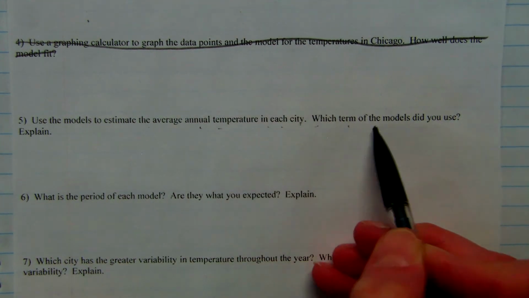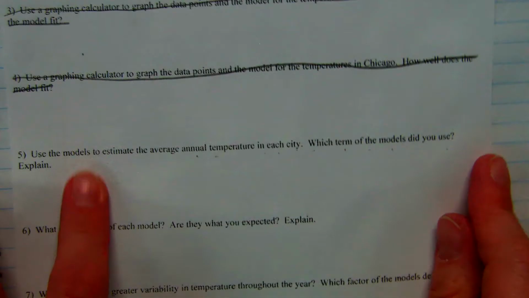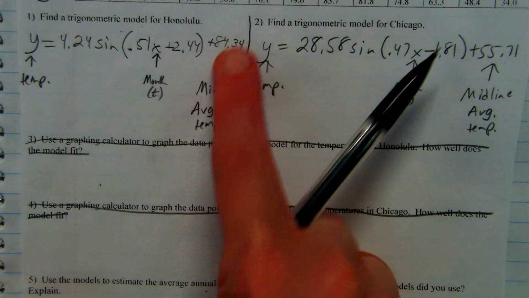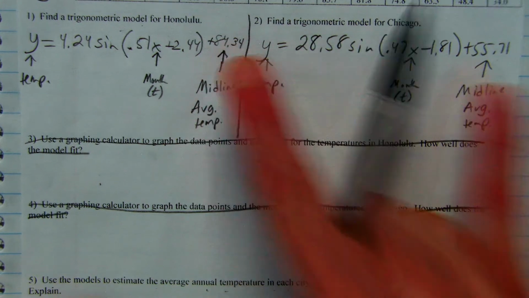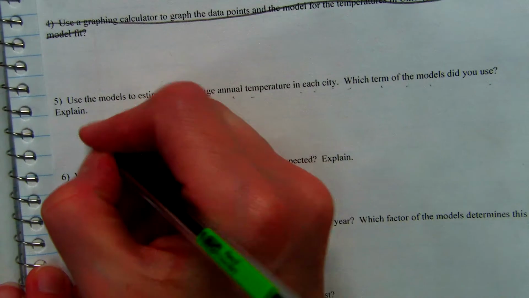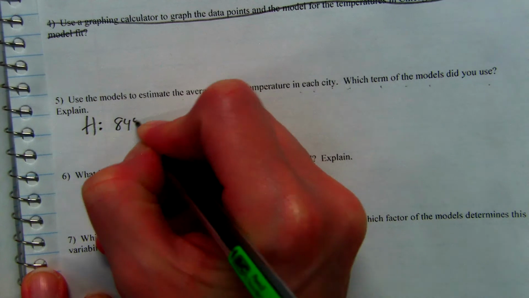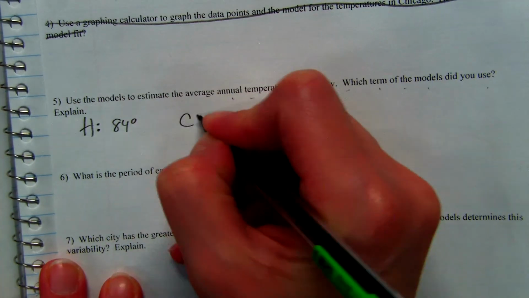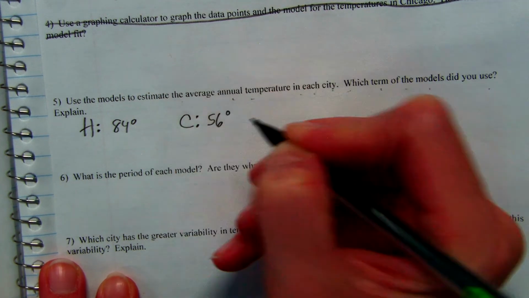Which term of the models did you use? Explain. I just talked about this. If we go back up, it's this number on the end that's the average temperature for the whole year in each city. So I'm going to put H for Honolulu. The average temperature was about 84 degrees. I'm just rounding that off. And for Chicago, I'm going to round it off to about 56 degrees.